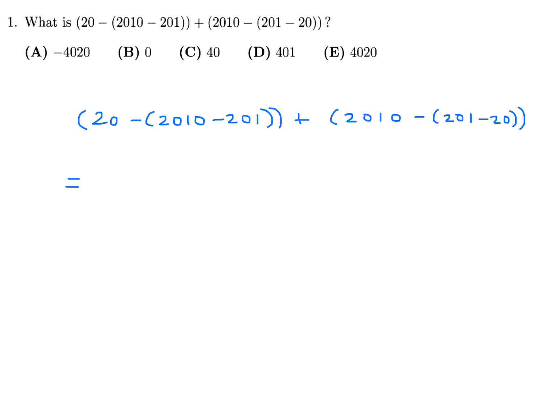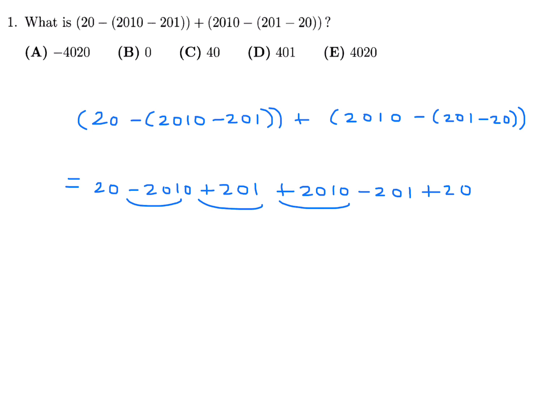So let's proceed. If we just immediately take it out of the brackets, it'll be 20 minus 2010 plus 2001, and then this one is 2010 minus 2001 plus 20. The good news is this cancels with that, and that cancels with this. So all you're left with is 20 plus 20, and that is, of course, 40. So number 1, the answer is C.